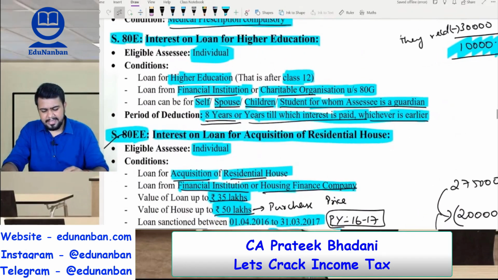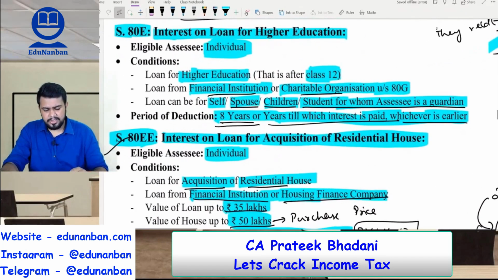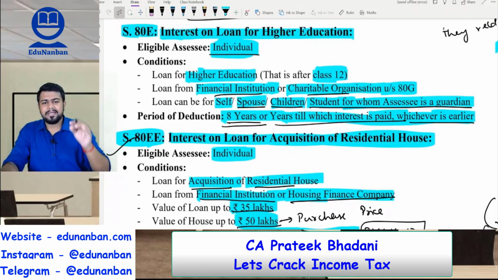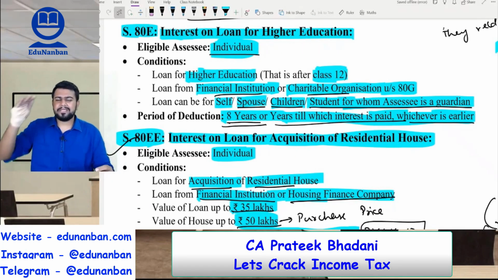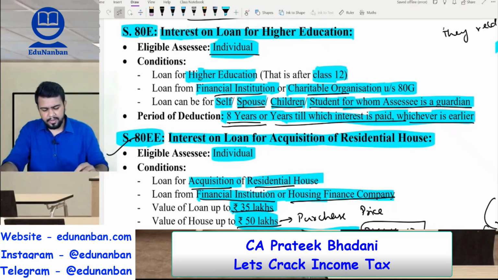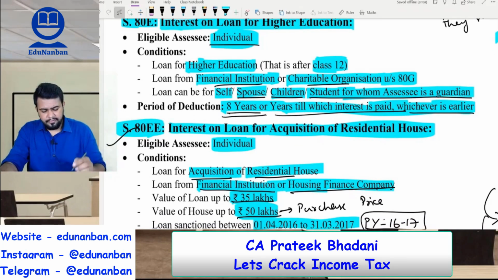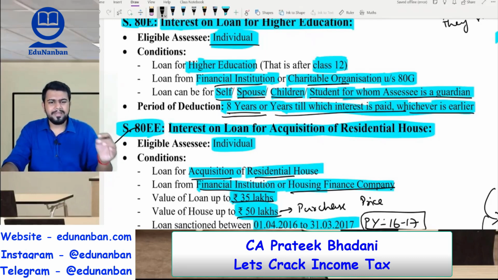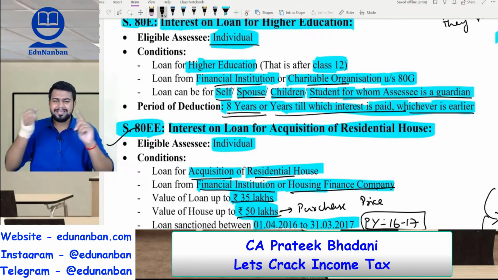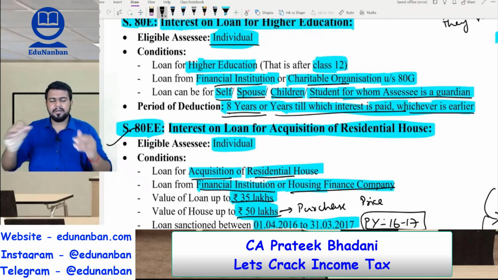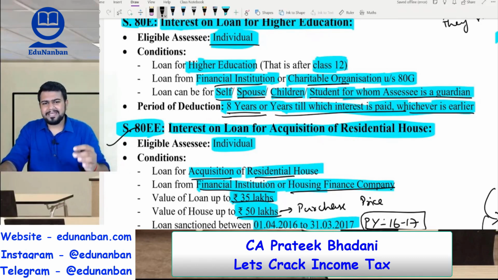Next, section 80E, interest on loan for higher education. Who is eligible? An individual. If an individual takes a loan for the purpose of higher education, meaning education after class 12, for the purpose of self, spouse, children, or a student for whom the assessee is a guardian.